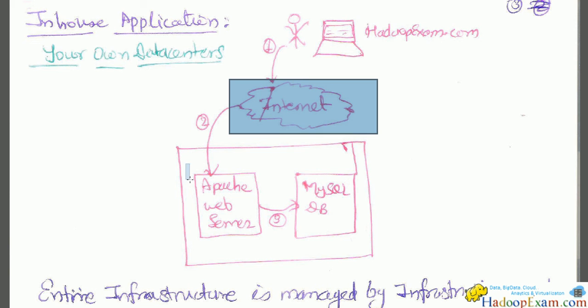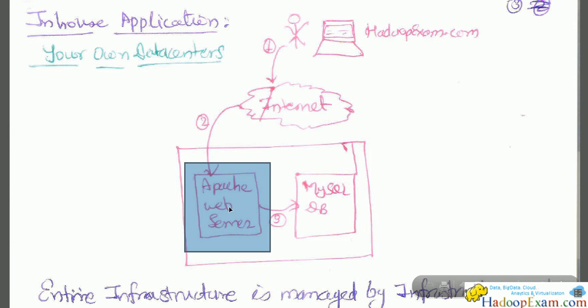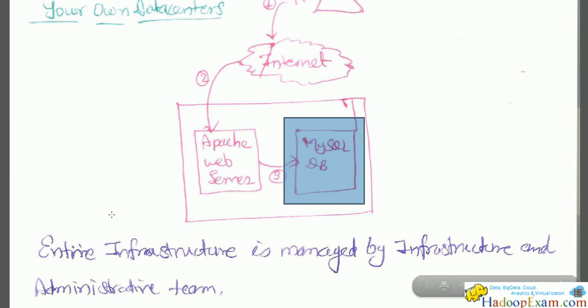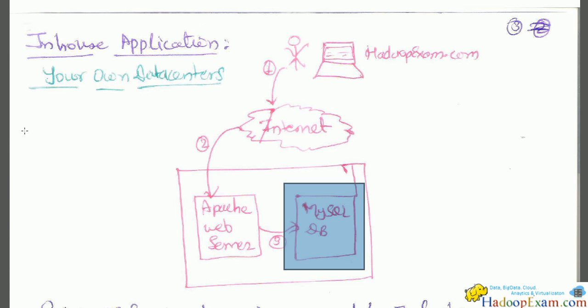So it comes to your office server, where hadoopexam.com is hosted on the Apache web server, and it is returned to the end user. Similarly, if any dynamic data is needed, it is taken from this MySQL DB. The entire infrastructure is managed by an infrastructure administrator team. So you have to have an expert infrastructure and administration team as well as developers, and this entire infrastructure is owned by you.